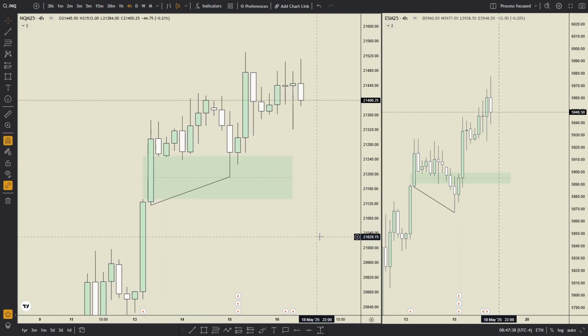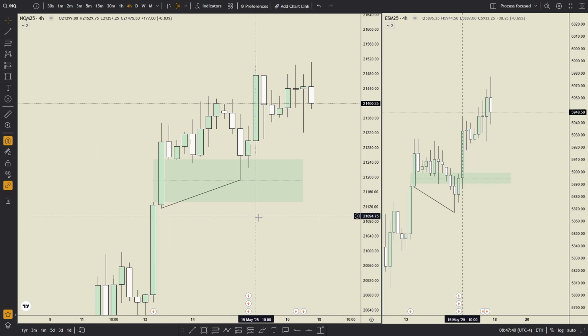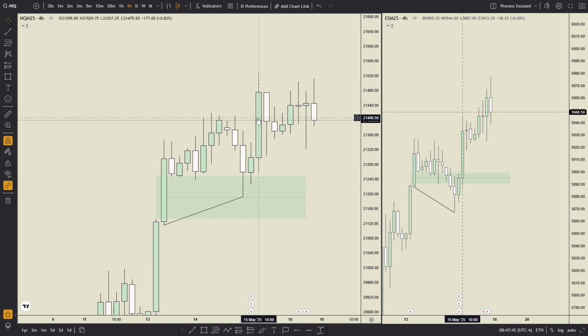So this is two confluences instead of one for bullish price action, and we did get that in this candle here. We've just chopped around. It was a Friday yet again. Friday price action tends to be very choppy.